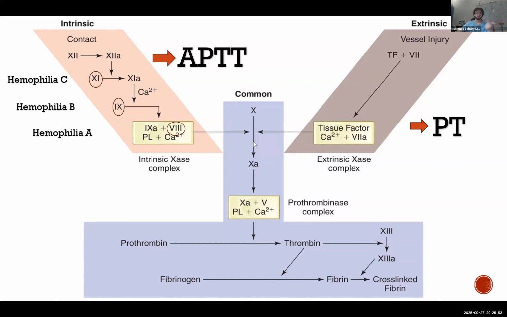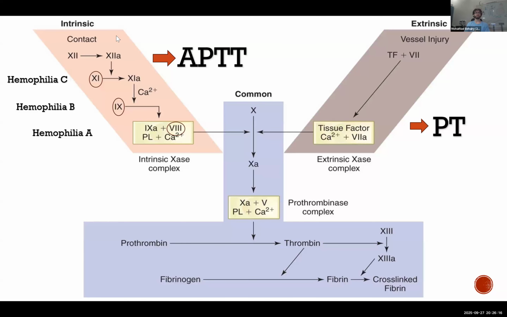Outside. Okay, what does extrinsic mean? It means outside. PT, play tennis, is for the extrinsic pathway. You play tennis outside. But what about APTT? Play table tennis. Where do people usually play table tennis? They play it inside, indoors. That's why it's the intrinsic pathway.